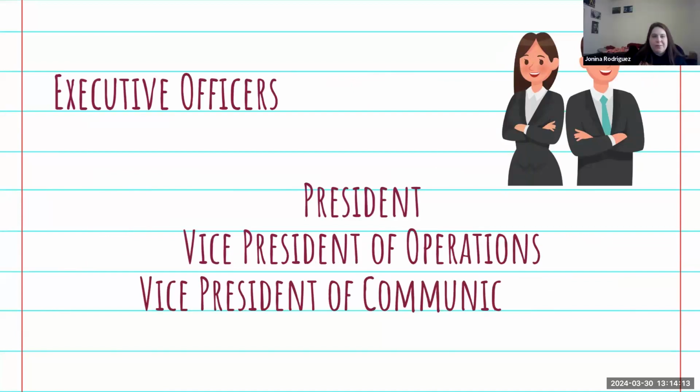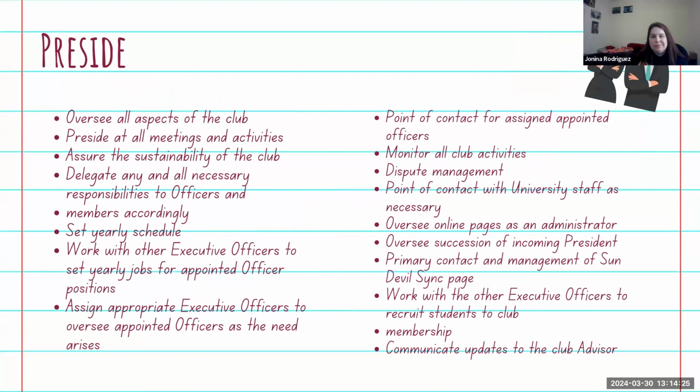Okay, so now we're going to talk about the executive officers, which are our elected officials. They are the president, the vice president of operations, and the vice president of communications. I'm not going to read through all of these, but this is what's actually shown on our Constitution. You can find all of these bullet points down to the nitty gritty on our Constitution, which you can find on our website.